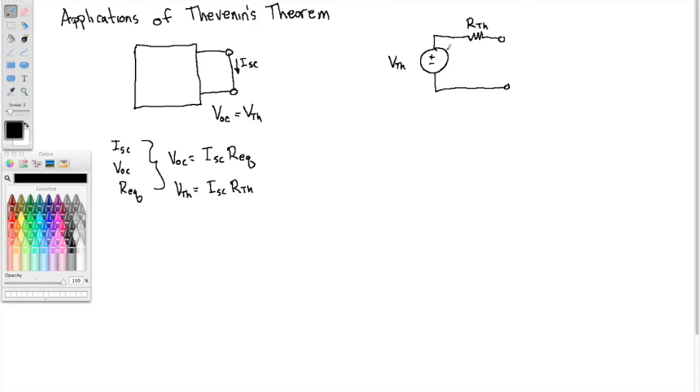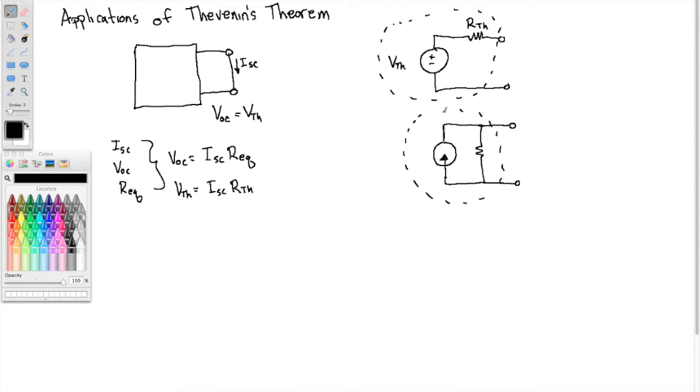Now, that was the old stuff. You also know from source transformation that this circuit has a transformation, and it could be written instead like this. So that was a couple videos ago. So Thevenin's theorem says I can write any circuit like this. But because of source transformation, it must be true I can write any circuit like this, where this is RThevenin. And from source transformation, what is this current source? Well, that is VThevenin over RThevenin. But that's exactly the short circuit current.